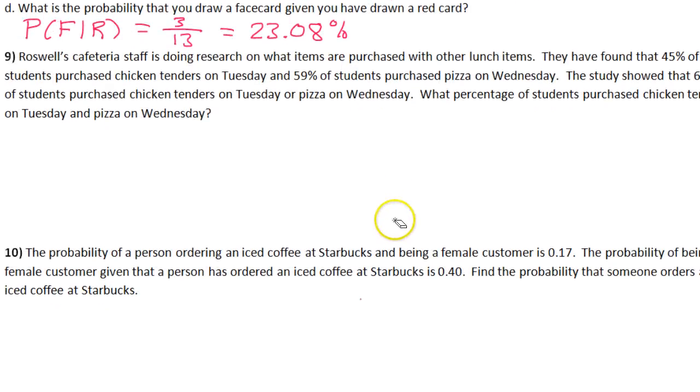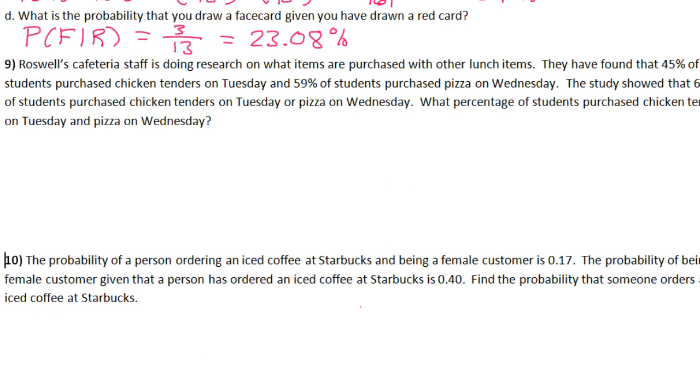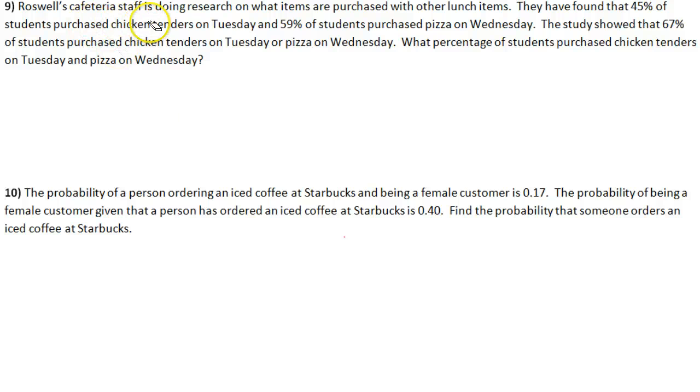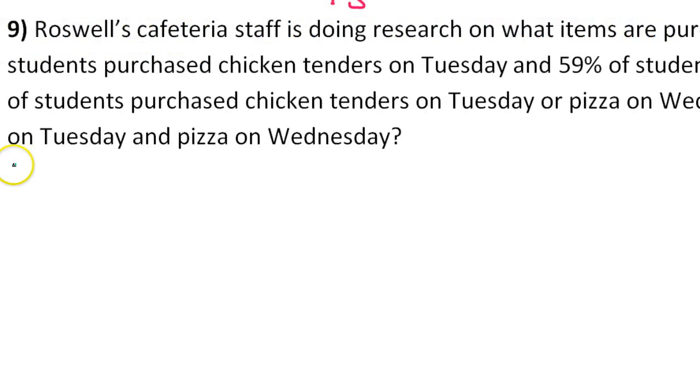Number 9. Roswell's cafeteria staff is doing research on what items are purchased with other lunch items. They have found that 45% of students purchase chicken tenders on Tuesday. I think it works best to record what we learn as we read through the problem, otherwise we forget. So we're talking about chicken tenders.